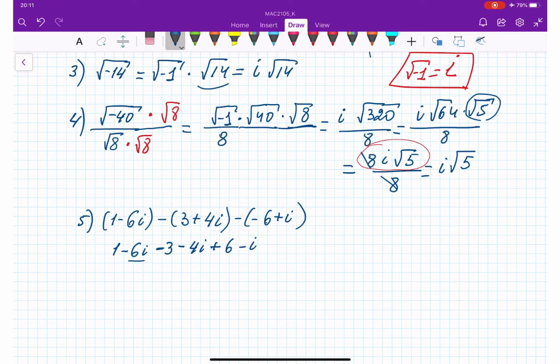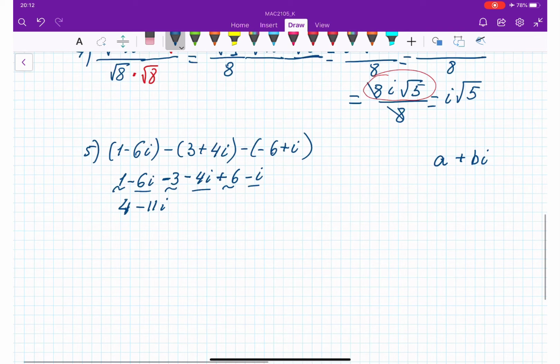Okay, like terms: negative 6i, negative 4i, negative i. And 1, negative 3, positive 6. Negative 6i, negative 4i, it's going to be negative 10i, and negative i, it's going to be negative 11i. Yes, and the variable-free terms, 1 minus 3 is negative 2, negative 2 plus 6 is going to be positive 4. The format for the expression with i is a real number and then plus complex number. i is a complex number. That's why this 4 minus 11i is the correct answer.